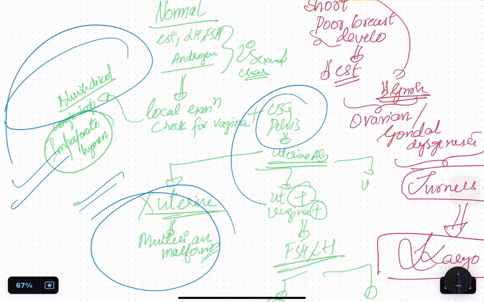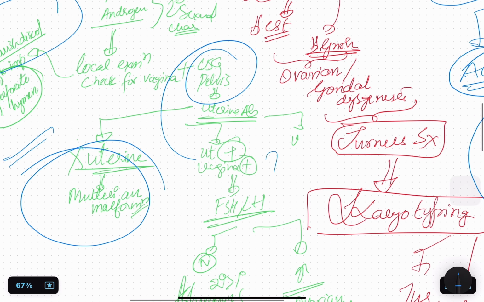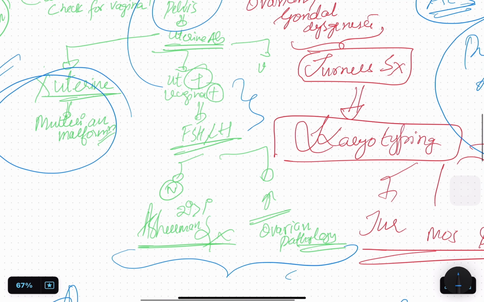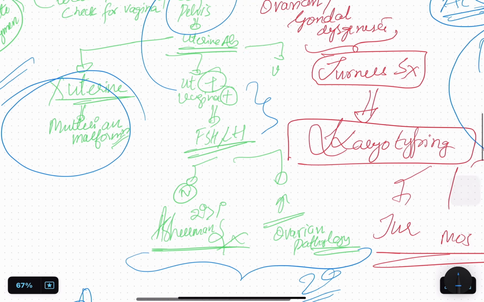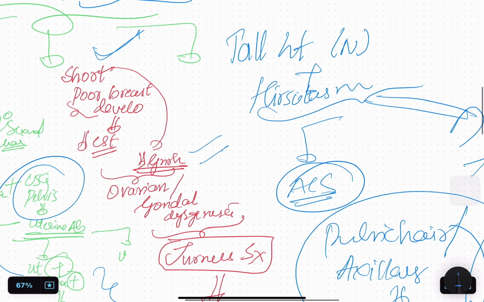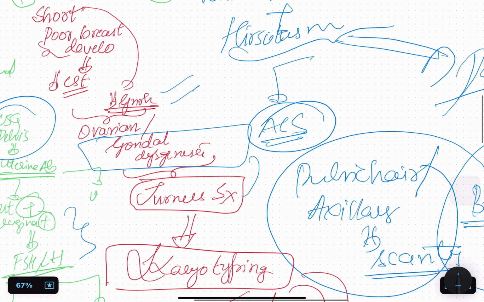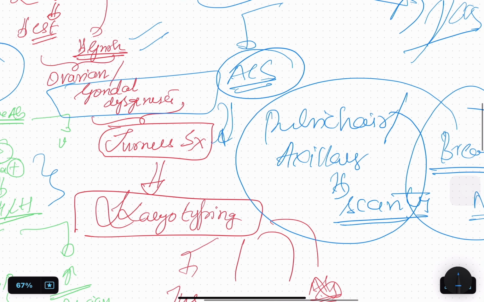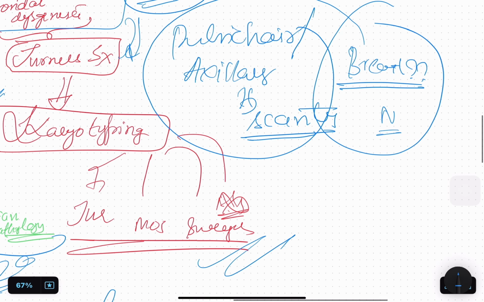The second thing is you do a hormonal panel. This is something more to do with secondary amenorrhea, but I have included it because it fits here. Then if it's short stature and poor breast development, it implies, based on our concept, estrogen is less and GnRH is less, most likely a problem of gonadal dysgenesis. Most likely, 40 to 55%, it's Turner's. You should do a karyotyping. Then come to the proper condition.